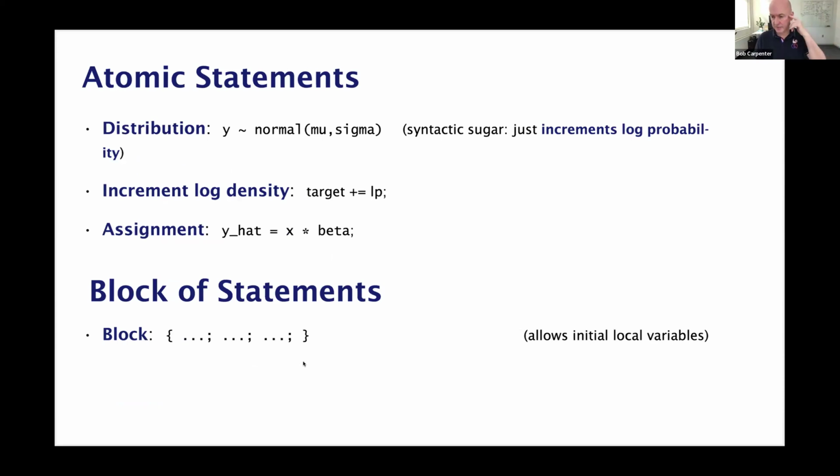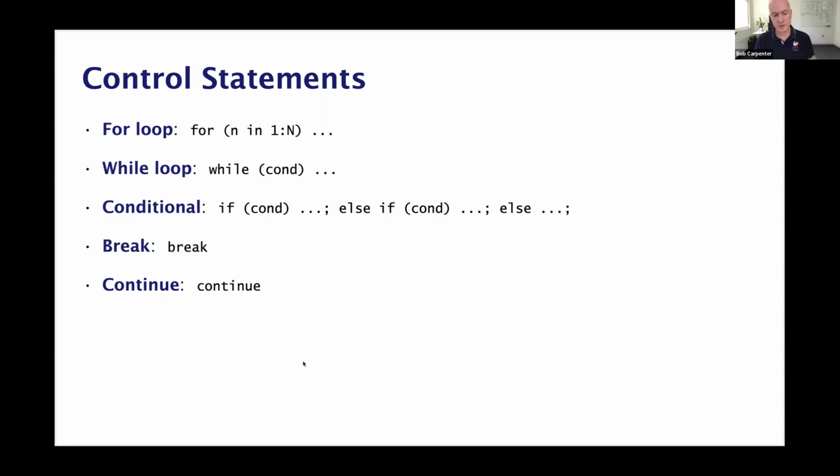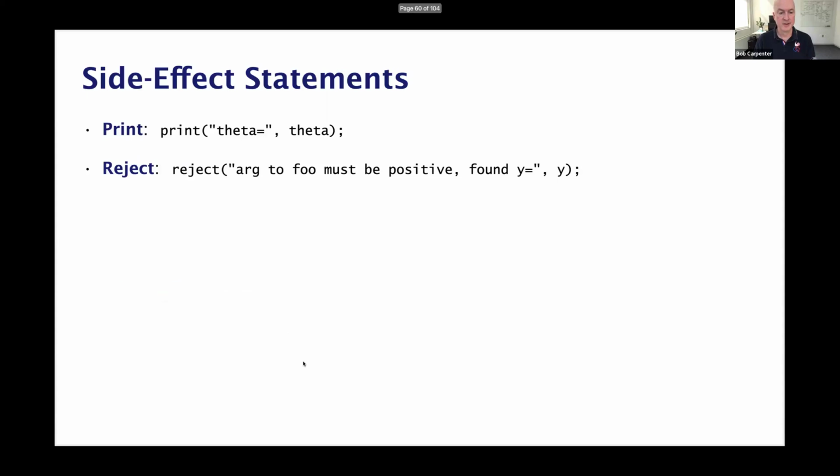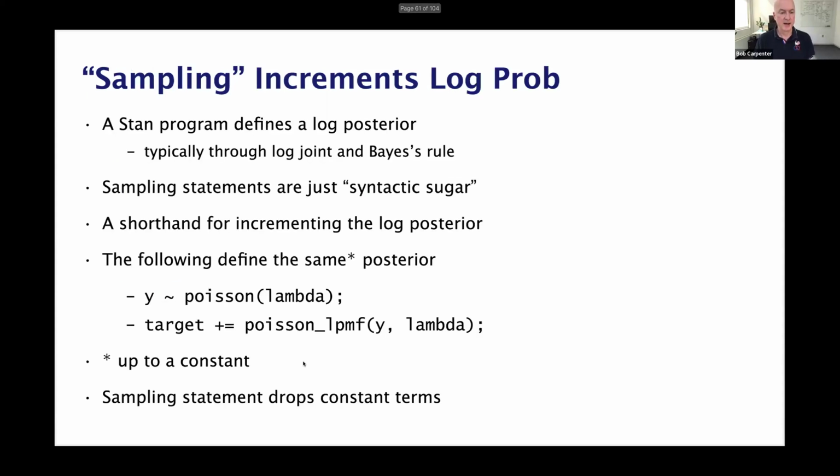Atomic statements. The thing that's probably most confusing about Stan is the statements here, y ~ normal(mu, sigma). Really, all they do is exactly the same thing as the next line. All they do is increment the log probability, right? So you keep this log density that you're calculating. When you say y is normal mu sigma, you just add the log of normal y given mu sigma to the log density. Right? And we have typical assignment statements. You can make blocks to introduce local scopes. We have all the usual for, while, conditional, break, continue stuff. We have side effects that do print or reject. As I said, sampling just increments the log prob. So here's the explicit example. Those two statements are identical in terms of what they'll actually do, at least up to a constant.